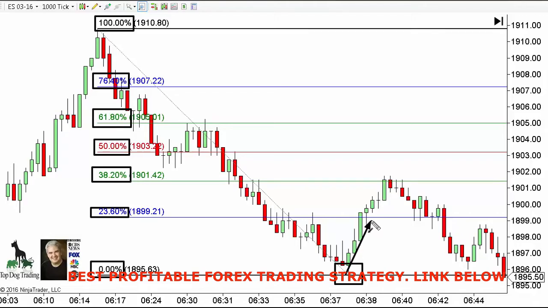Now, here's the tricky part that a lot of people don't talk about with Fibonacci retracements for day trading. And by the way, this works for swing trading, it works for E-minis, stocks, Forex, whatever. So we come to our first Fibonacci retracement, and these are support resistance levels, is essentially what they are.